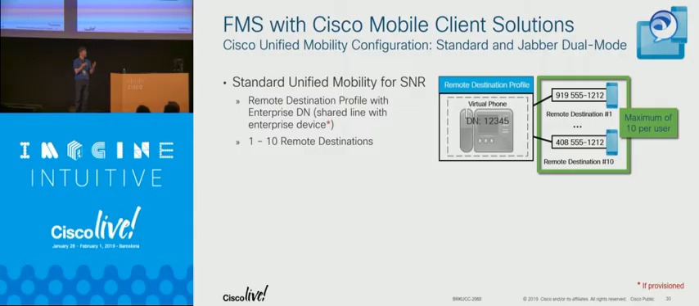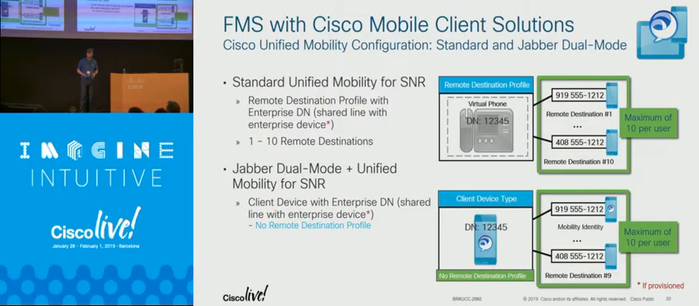The second piece is we need to define our mobile number or our PSTN number, the number we want to be reached on. In this case, that's going to be our mobile number. I can actually specify up to 10 numbers, such that anytime a call comes into my enterprise line, it's going to ring out to up to 10 numbers. Now, typically we're not going to do that. Most people don't have 10 devices they need to ring. Mostly it's just one device, and it's usually your mobile device. So this is the way that we do normal unified mobility single number reach.